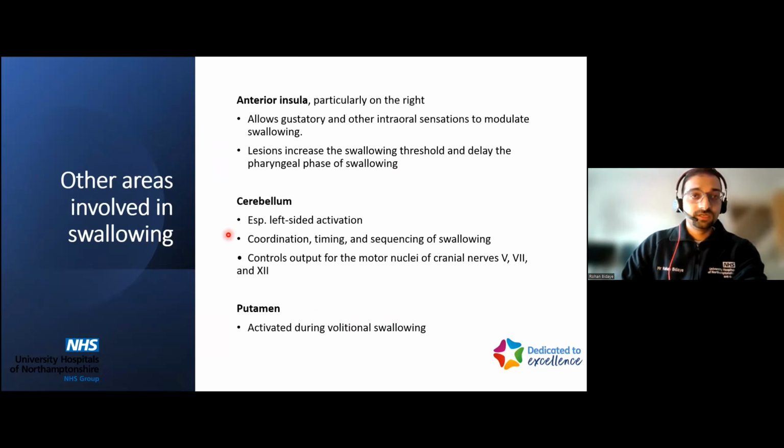There are also other areas involved in swallowing, again in the brain. Anterior insula, particularly on the right, which allows gustatory and intraoral sensations to modulate swallowing. And lesions increase the swallowing threshold and delay the pharyngeal phase of swallowing. Cerebellum, especially on the left-hand side, it helps in coordination, timing, and sequencing of the swallowing. The putamen is also activated during volitional swallowing.